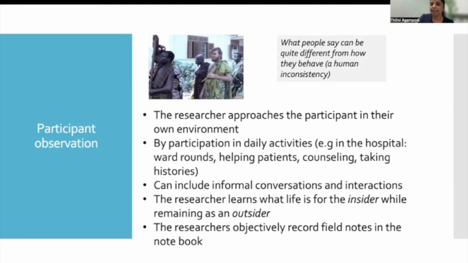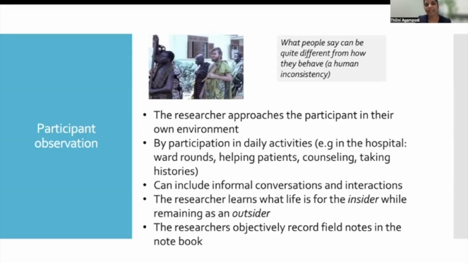So during participant observation, you really observe what is happening. That does not mean that you are silent and just observing and taking down notes. You can always talk with people. You can hold informal conversations with people to clarify things, right? So you live with them and learn what happens.